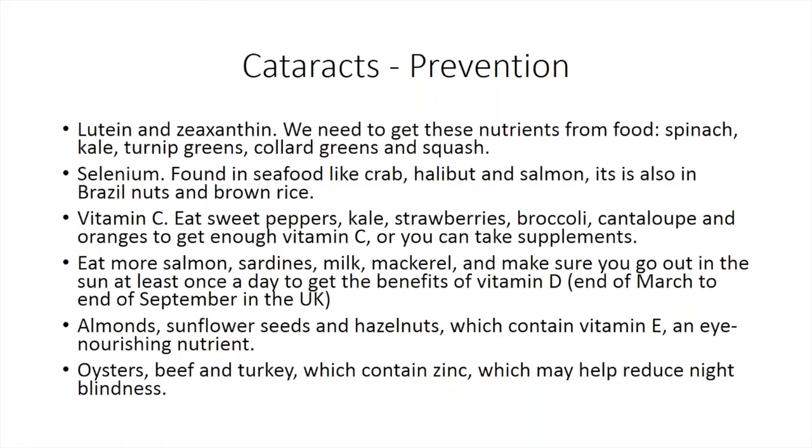Selenium, we know it's in seafood as well as sesame seeds, crab, halibut, and salmon. It's also in Brazil nuts, although I did read a study once which showed that on consuming Brazil nuts, none of the selenium was absorbed. So it was interesting. I need to go back and look at that and see if that was well conducted, but I think they measured serum levels, and whether that's a useful marker or not, I don't know. But it's kind of interesting.